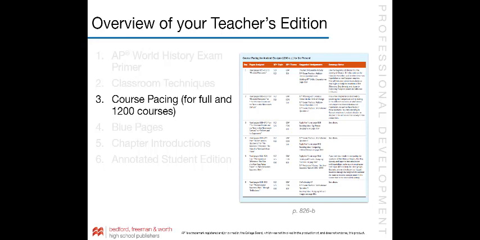There are 2 pacing guides before each chapter in this teacher's edition. The first is for a full world history course, and the second is for a course that begins circa 1200. These pacing guides have some built-in cushion to account for unplanned interruptions like fire drills, pep assemblies, snow days, and standardized testing days.